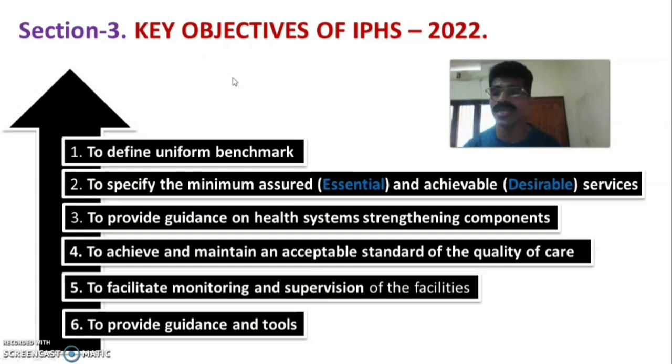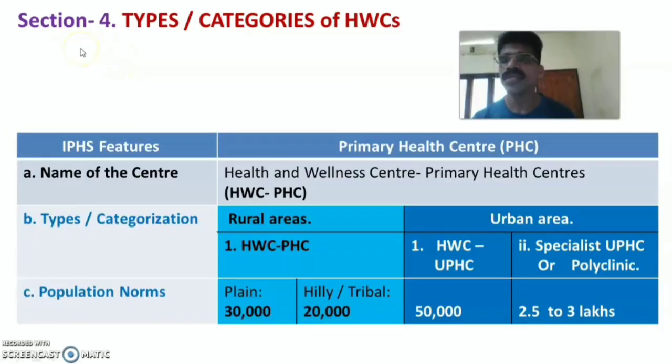It has been explained in detail in section 3. So next is section 4. Section 4 is types or categories of health and wellness centers, the classification of health and wellness centers.